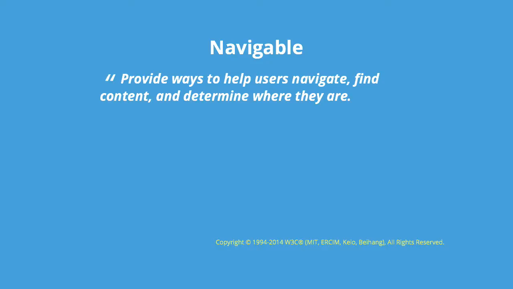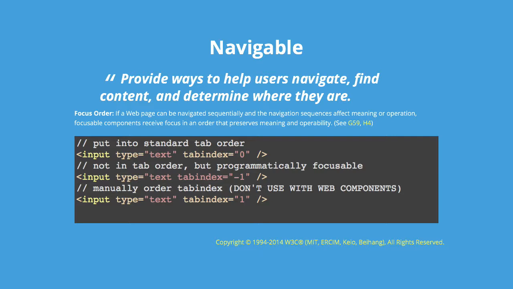All right, the next one is navigable. Provide ways to help users navigate, find content, and determine where they are. This is particularly important when you're on screen readers or when you're just tabbing through an application on your keyboard. Focus order is so important.